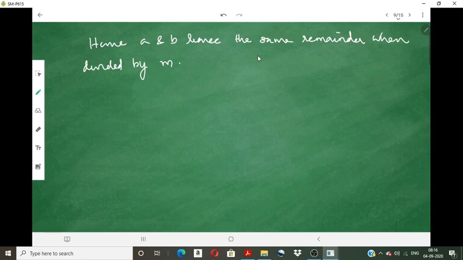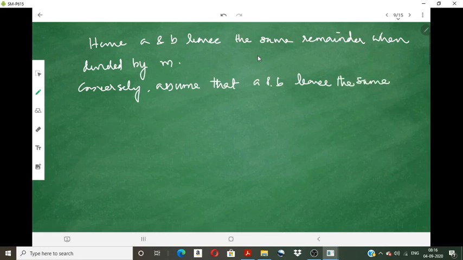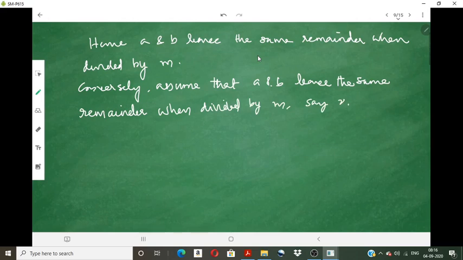Okay. Now for the converse, suppose conversely, assume that A and B leave the same remainder when divided by M, say R. That is, we can write A as A is equal to some K1 into M plus R, and B is also equal to some K2 into M plus R, leaves the same remainder, for some K1 and K2 belonging to Z.